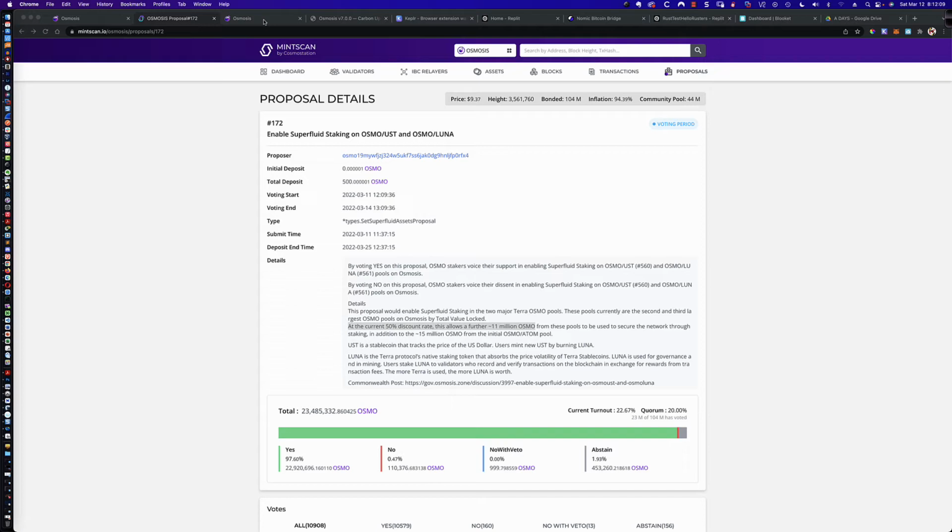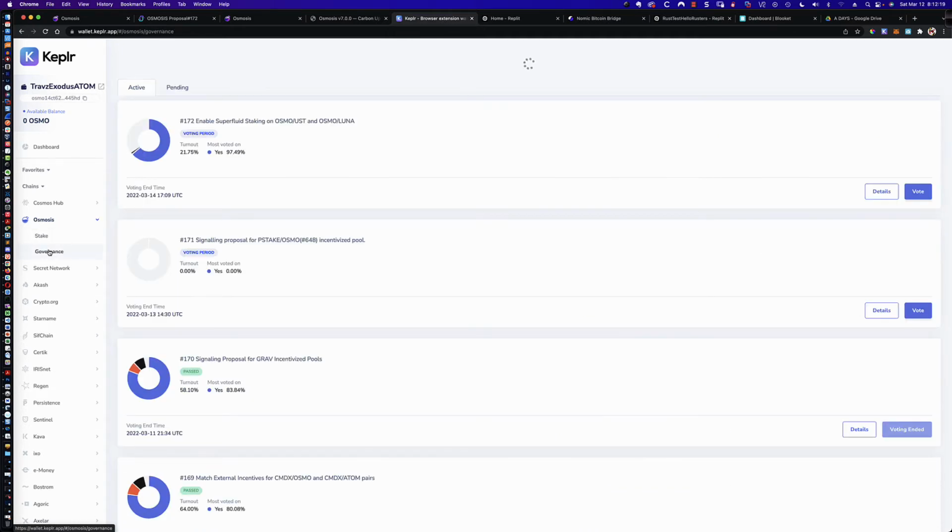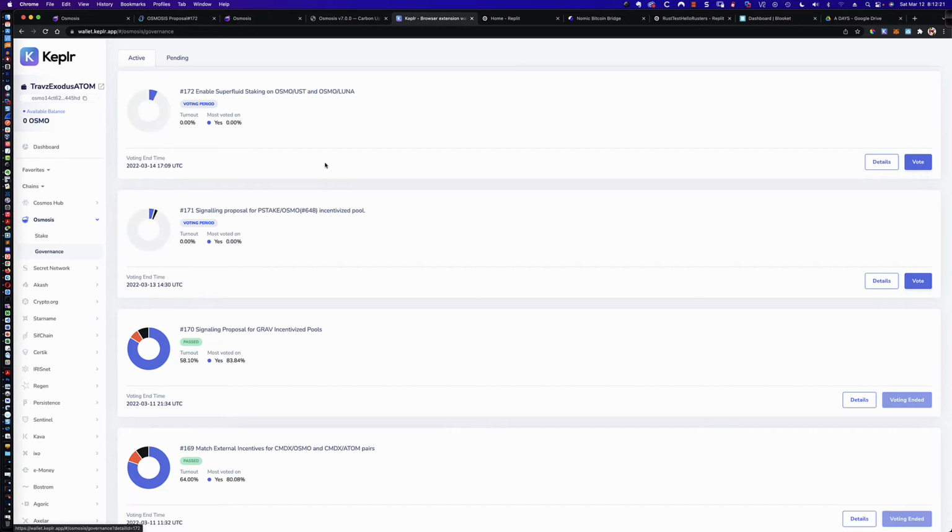Or let's do this first. Let's talk about how you would vote. Well, all you need to do is go to your Keplr browser extension wallet. You would come over here to Osmosis. You would click on this. You would click on governance. And you're going to see all of the proposals that are out there that could be pending that you might want to be voting on.